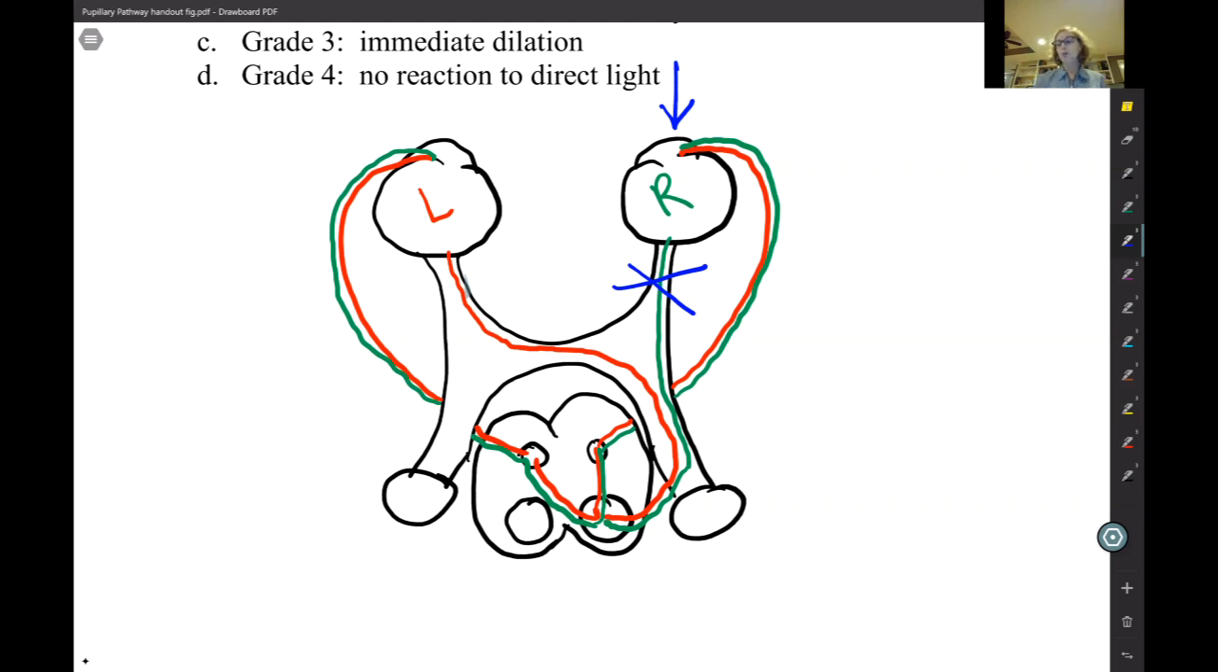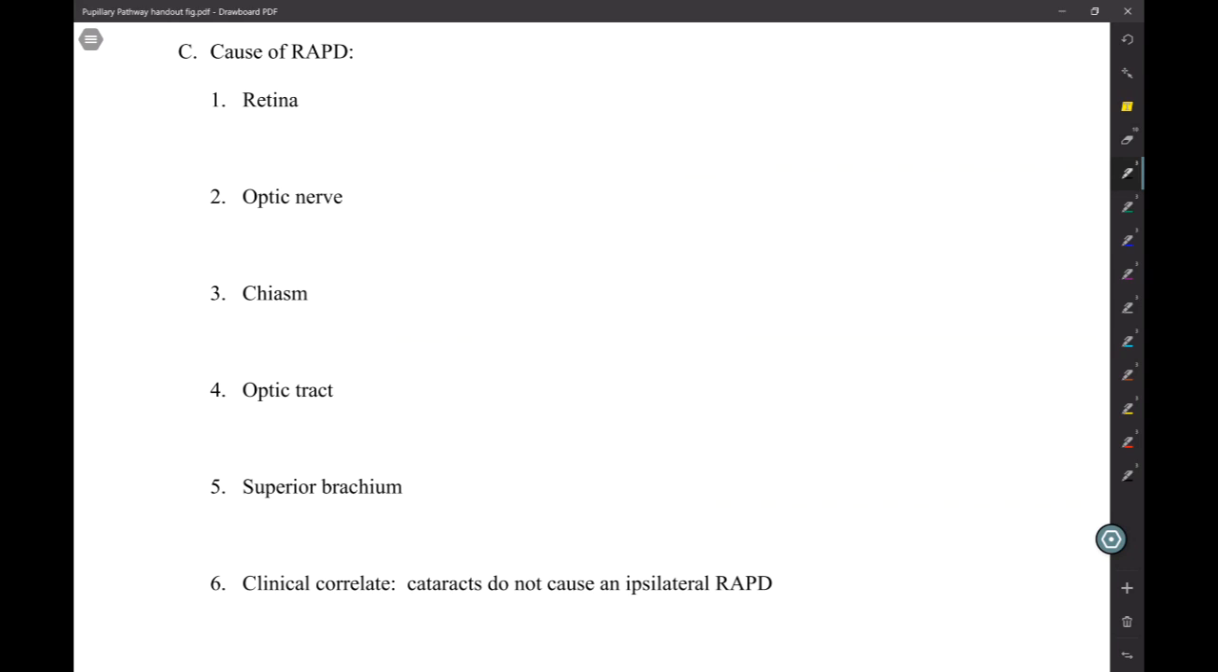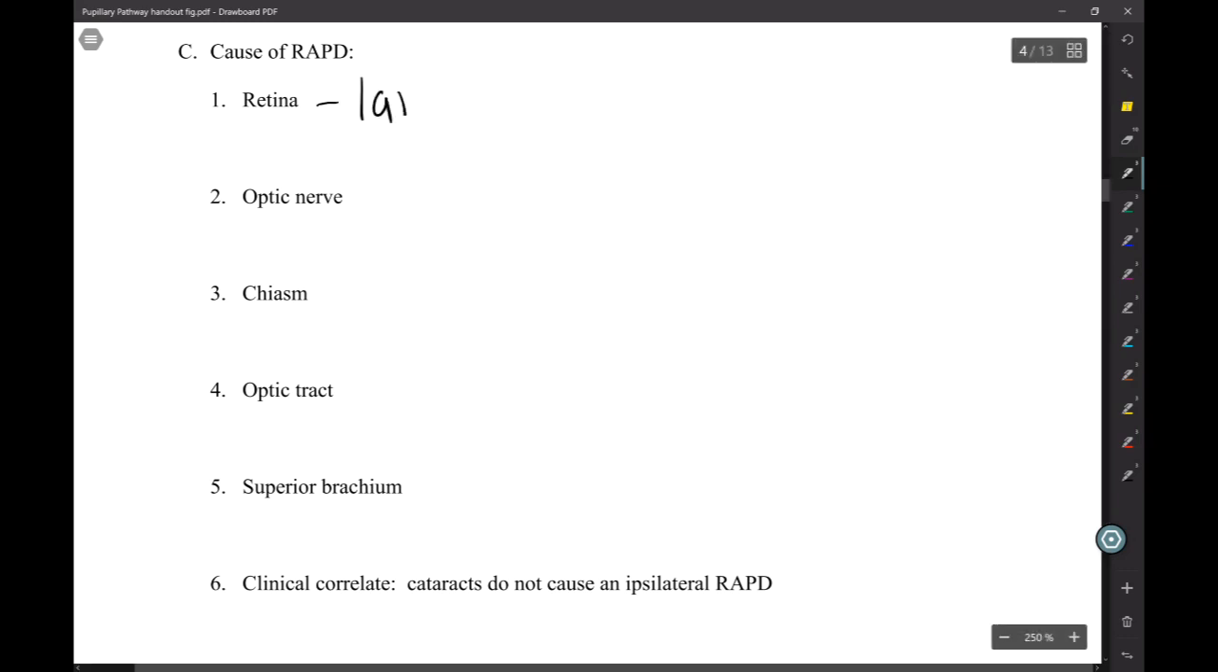So shining a light towards the damaged eye will result in a poor direct response and a poor consensual response. So let's talk about some causes of a relative afferent pupillary defect. You can get a relative afferent pupillary defect from a retinal lesion, but because the fibers are more spread out, a lesion of the retina would need to be quite large in order to cause a relative afferent pupillary defect.